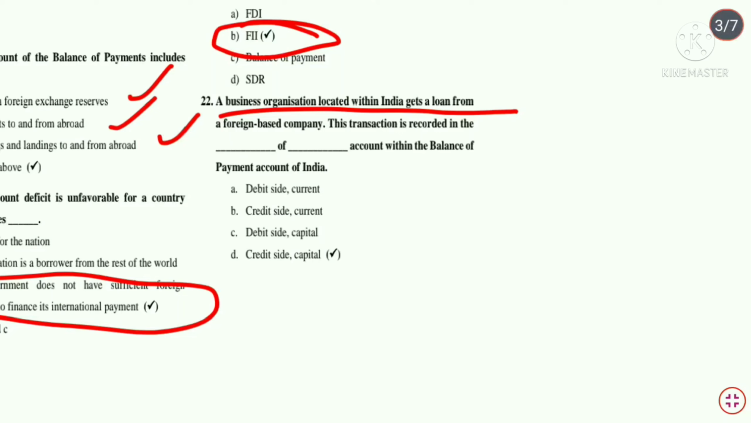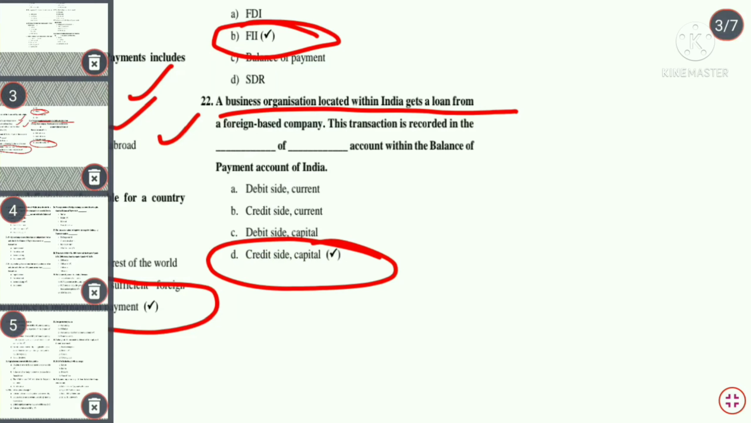Next question, that is a business organization located within India gets a loan from a foreign based company. This transaction is recorded in the dash of dash account within the balance of payment account of India. हम जानते हैं कि अगर हमारी कोई बिजनेस ऑर्गेनाइजेशन है that is located within India, तो अगर उसमें वो किसी फॉरेन कंपनी से लोन अवेल करती है दैट मीन्स देयर इज इनफ्लो ऑफ फॉरेन एक्सचेंज, सो दैट विल बी रिकॉर्डेड इन द क्रेडिट साइड बट इन द कैपिटल अकाउंट ऑफ द बैलेंस ऑफ payment. Therefore option D, that means credit side and capital account is the correct answer.